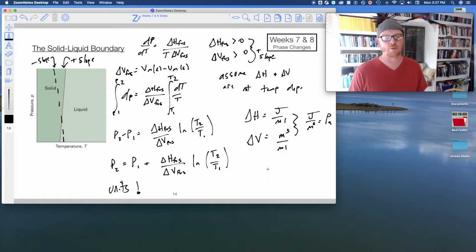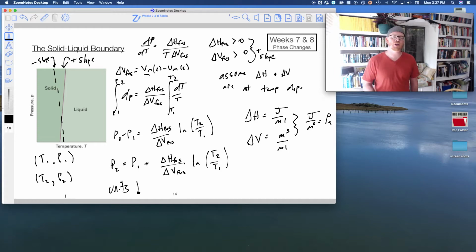I know we've been having a hard time with units this semester, but if you use joule per mole and cubic meter per mole, because, remember, this is molar volume we're talking about, then your pressure units are in Pascal. Okay? And so now what I also want to point out is whatever T1 is, P1 has to match that. And whatever T2 is, P2 has to match that.